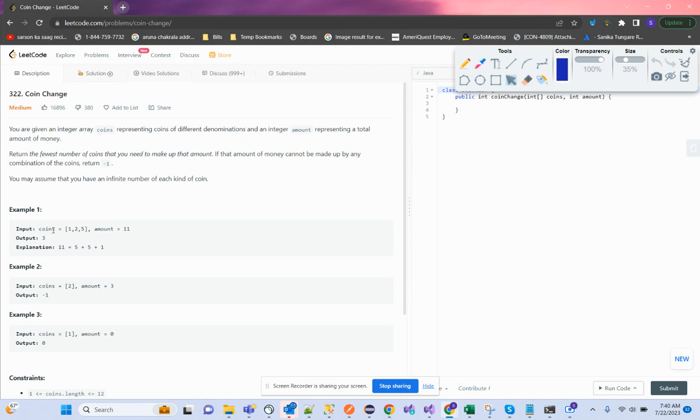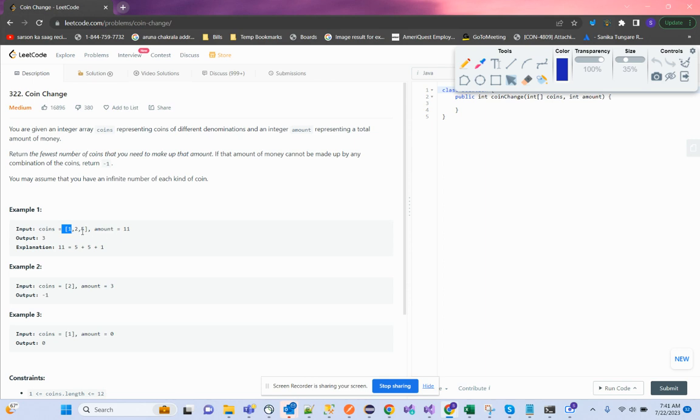So basically they have given us coins and they have given us amount. So you want to make how many coins are needed to make the amount of total 11. So when they have given 1, 2, 5, you need 3 coins to make the amount 11. That is 5 plus 5 plus 1. You need 2 coins of 5 and 1 coin of amount 1. When you total those, you get 11, and that is the fewest coins which you have needed.